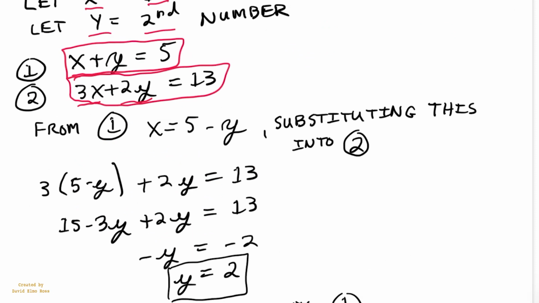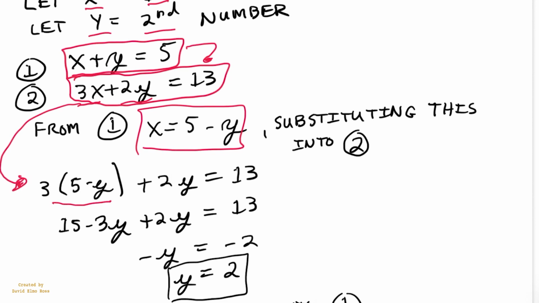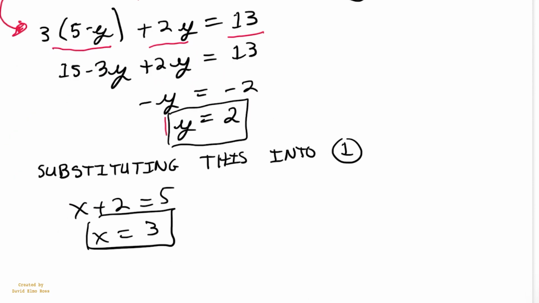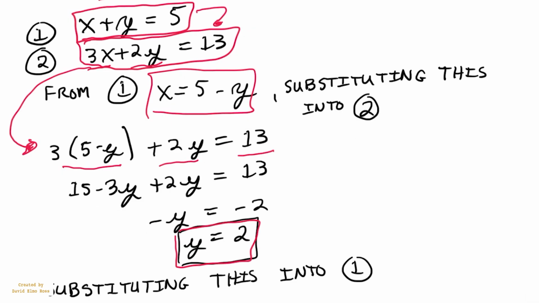To solve this, we're going to substitute this into this equation by saying x is equal to 5 minus y. So when we do, this equation here becomes 3 times 5 minus y plus 2y is equal to 13. When we solve for that, we get that y is equal to 2. And then if we substitute y equals 2 back into the first equation, we get that x is equal to 3.